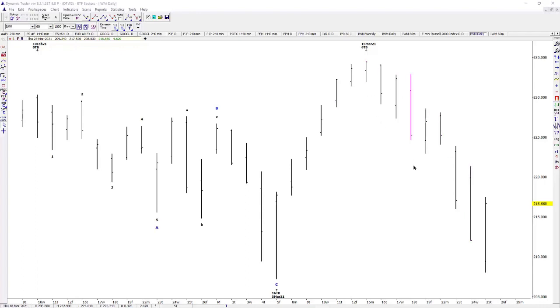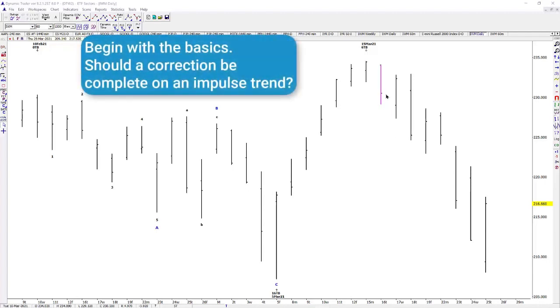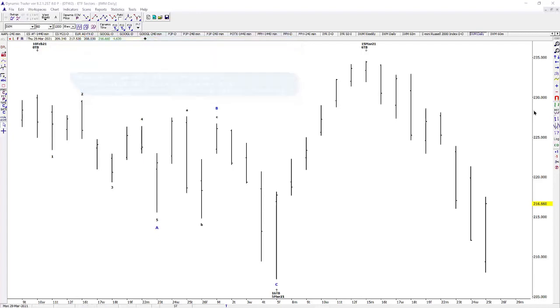Certainly looks like an impulsive trend down, doesn't it? Should a correction be complete on an impulsive trend? So regardless of what our technical indicators say about the higher time frame trend, all that sort of thing, the pattern is indicating that this is making a wave 1 or a wave A. There should be a correction at some point, and then the trend should continue lower, probably beyond the extreme of the 1 or the A. In other words, what's important here is that this should not be the end of a correction.